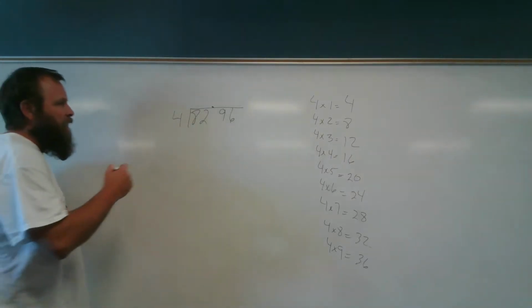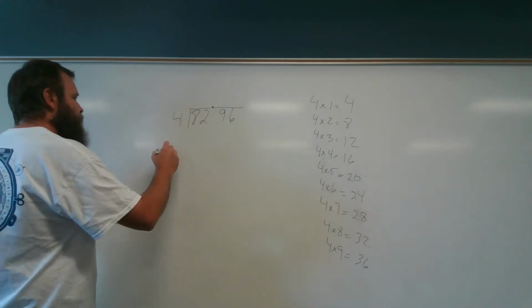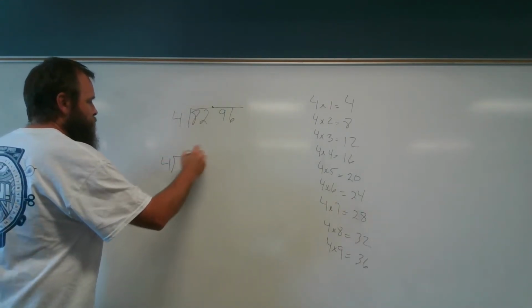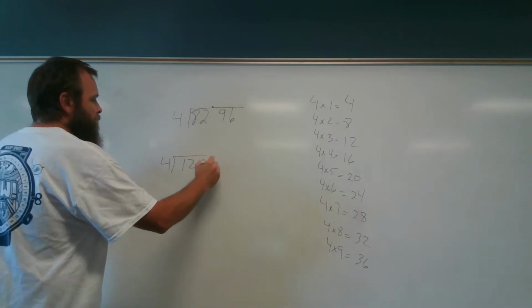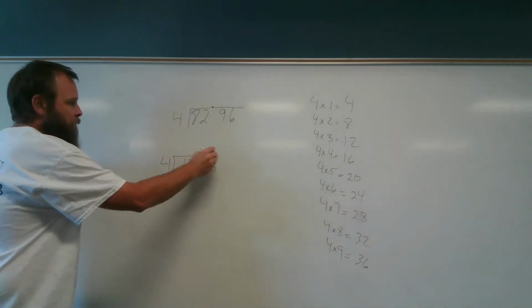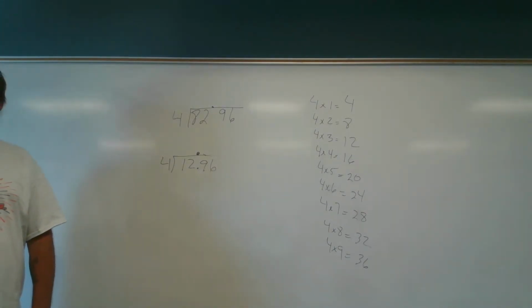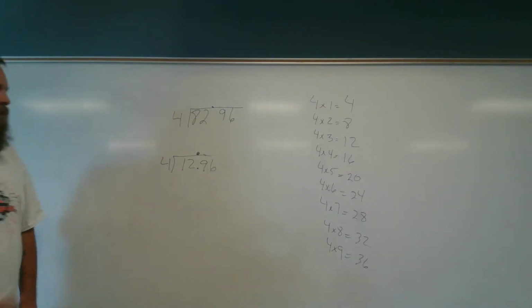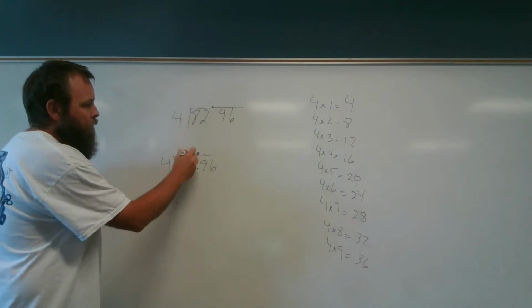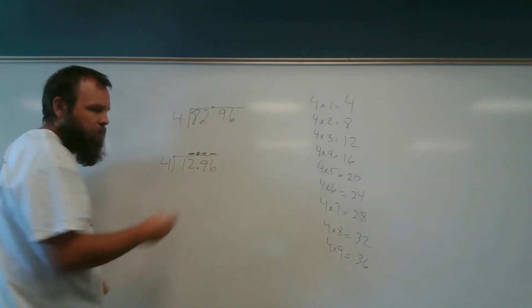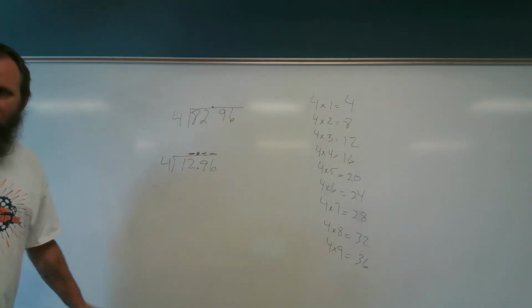Okay, but if I change this to 4 goes into 12.96, there's not going to be 2 numbers to the left of my decimal point here. There's only going to be 1. Because 4 is not going to go into 1, but it'll go into 12. You see the difference? Yes.